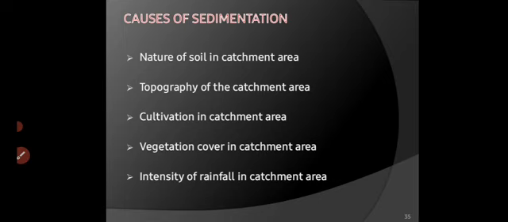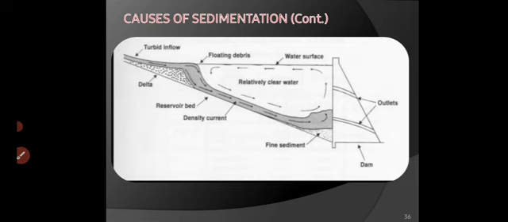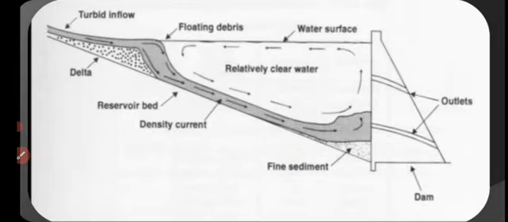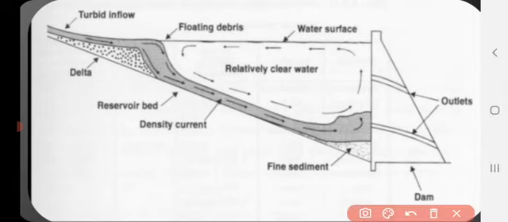Now the reasons are nature of soil in the catchment area, topography of the catchment area, cultivation in the catchment area, vegetation cover in the catchment area, and intensity of rainfall in the catchment area, right? So before discussing the causes, let's see this figure. So this is how the sediments get deposited in the reservoir. Actually the sediments are of two types.